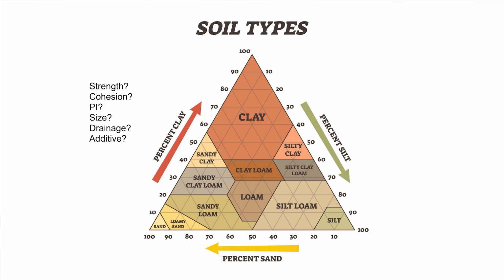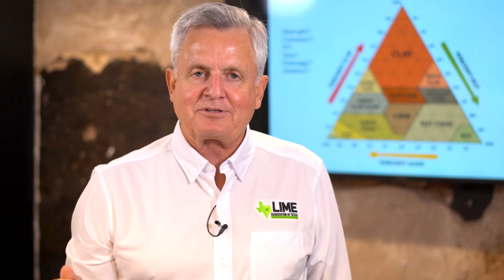So you go from clay, which we described in terms of strength properties, and as you go down, silt typically has very poor strength properties. It is not cohesive. It doesn't really stick together. The PI of silt, particularly as you approach 100% silt down there, is very, very low.